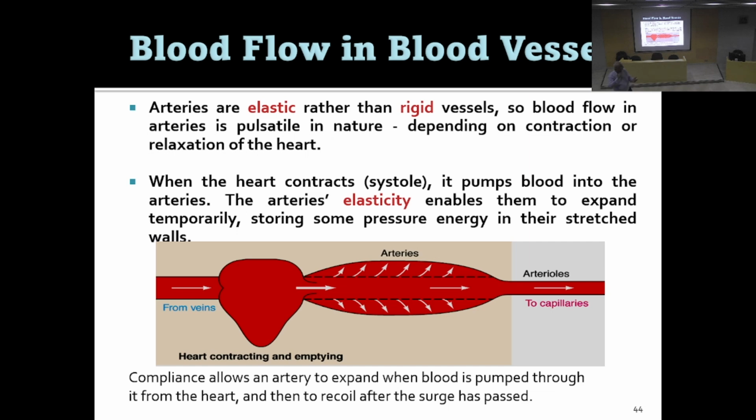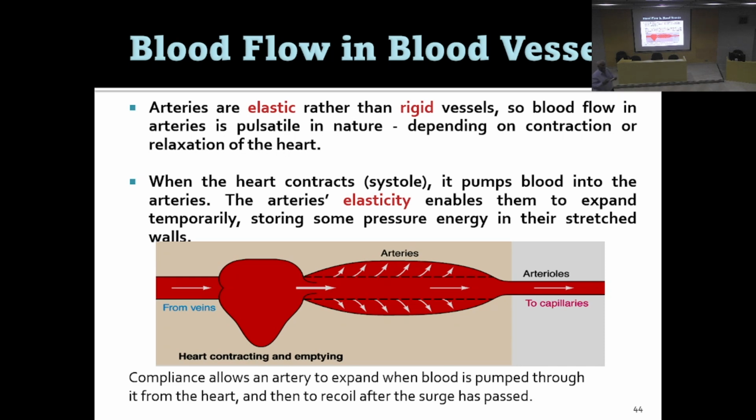So basically we say the artery is elastic rather than rigid. Rigid means solid, like a special tube made of iron or anything. Elastic means that it can expand. We call this compliance. Compliance allows an artery to expand when blood is pumped through it from the heart, and then it recoils back after the surge has passed by.